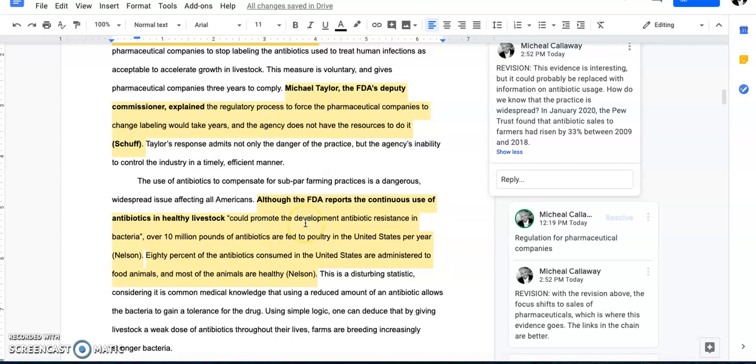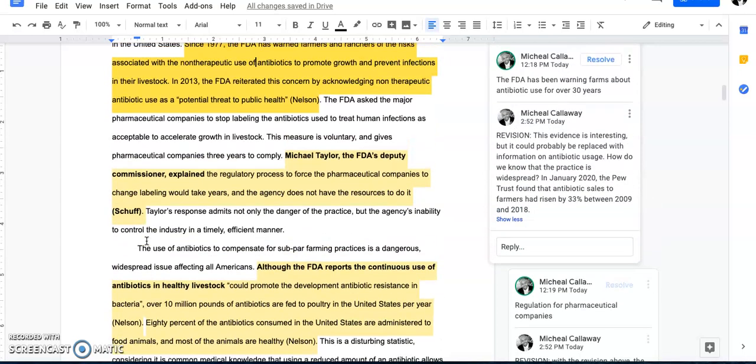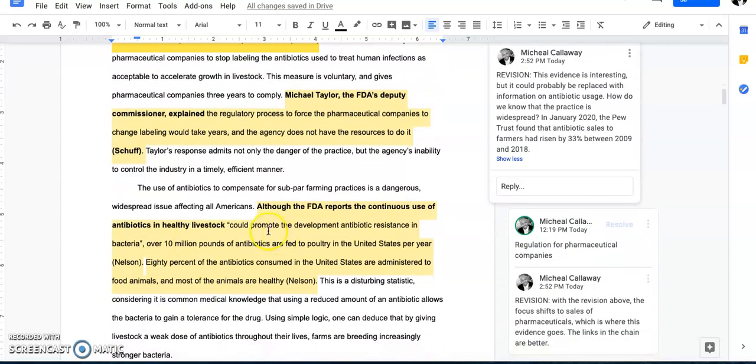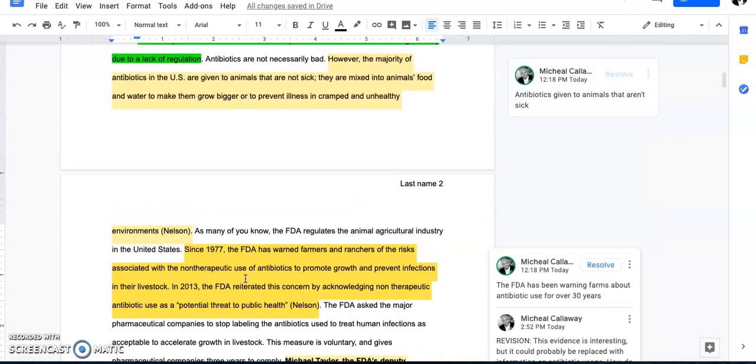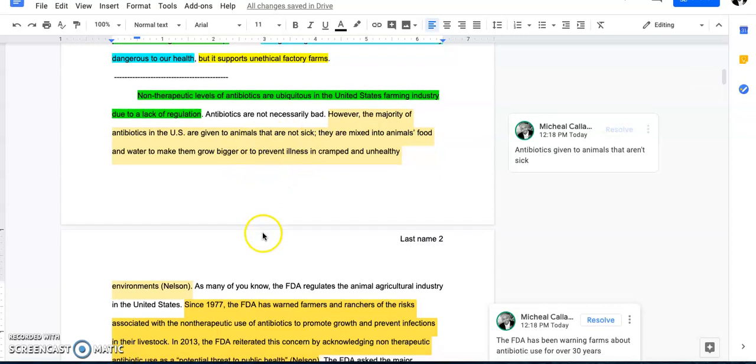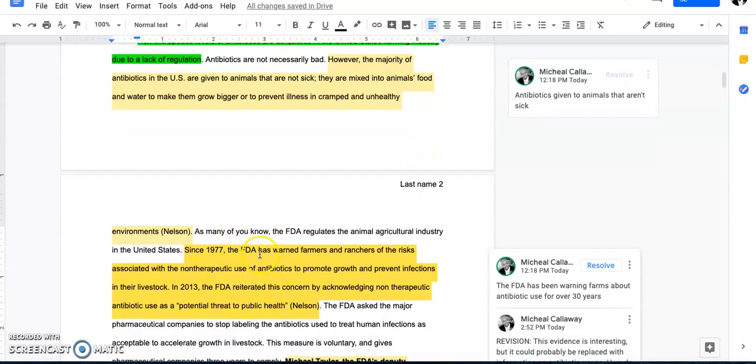And down here, we start getting to this idea of looking at healthy livestock and whether they need to be given it, and over 10 million pounds of antibiotics fed to poultry in the United States per year. So again, that's about that ubiquity. Maybe that's good, but this probably should be moved up a little bit. Maybe the ubiquity about this 10 million pounds of antibiotics and you get this administered to mostly healthy. That's probably better up here, or certainly before you get to the FDA's feelings about these things.